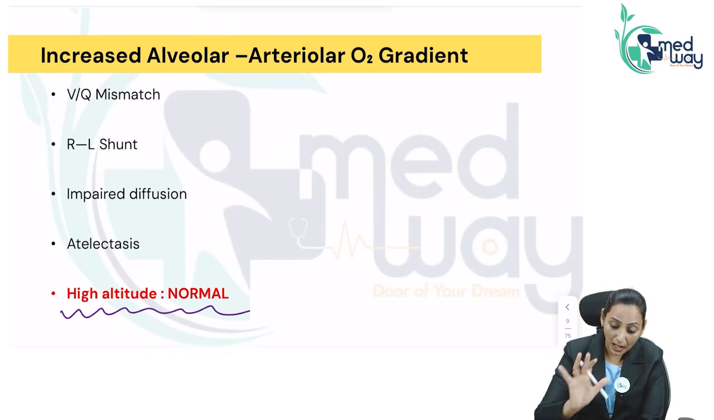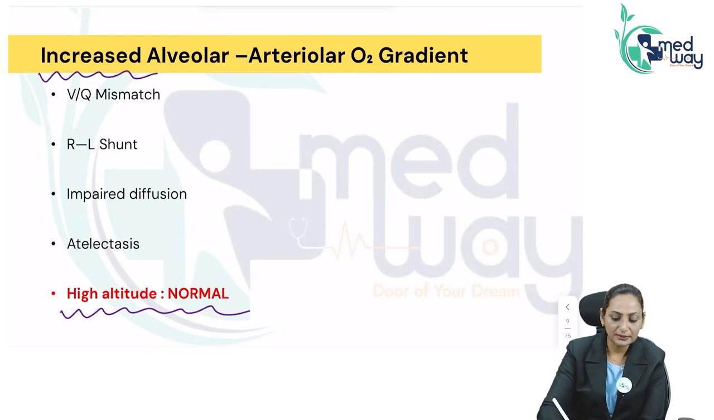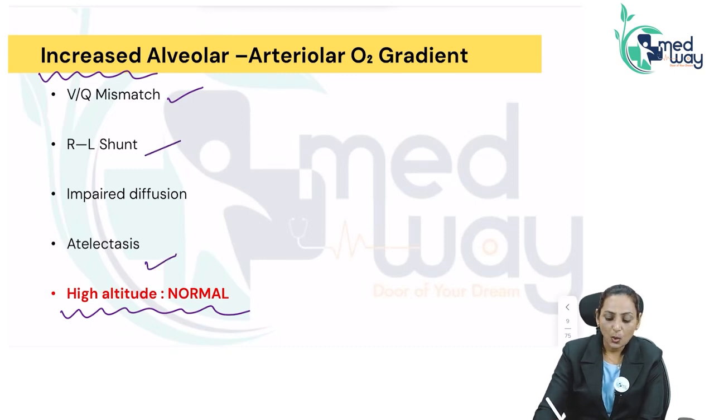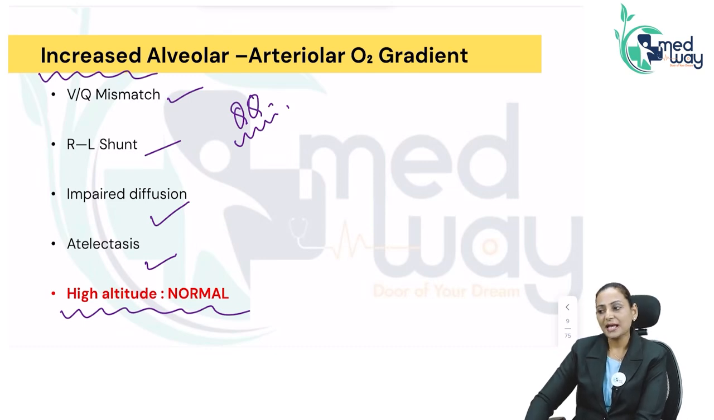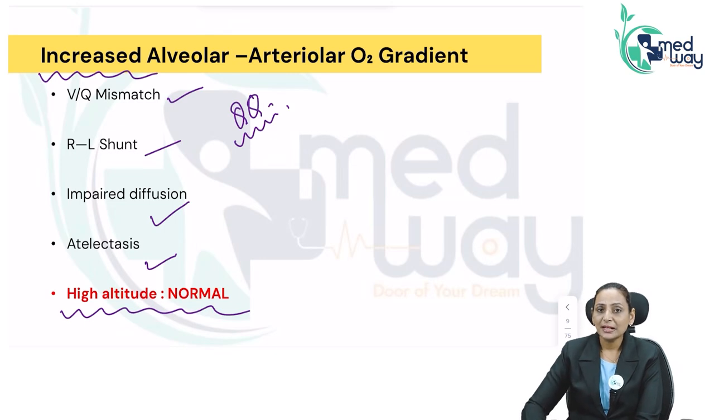However, you can get an increase in this gradient in conditions when there is ventilation perfusion mismatch, right to left shunt, atelectasis, or any condition where there is impaired diffusion. So this becomes a very, very important MCQ for us. Right? That is, the alveolar-arterial oxygen gradient, which is between 5 to 15, can remain normal or it can be increased, right?